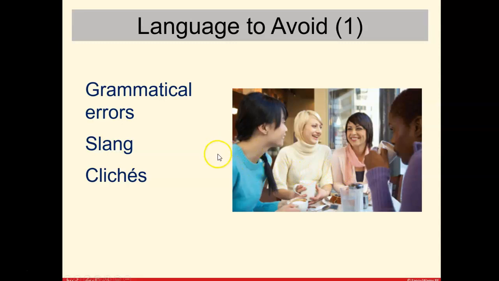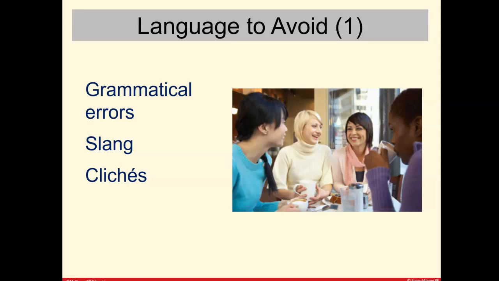All right, what are some language things that you should avoid? Well, the first one is grammatical errors. Grammatical errors occur quite a lot, especially amongst our friends and our acquaintances. One of the ones that I often hear is the use of a statement as a question: "I can go to the store" instead of "may I go to the store." So those are grammatical errors that we oftentimes have in our English language.